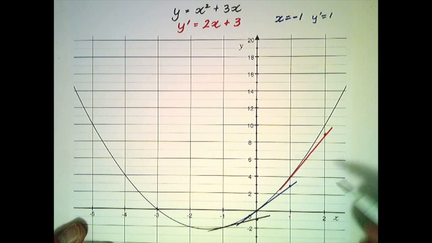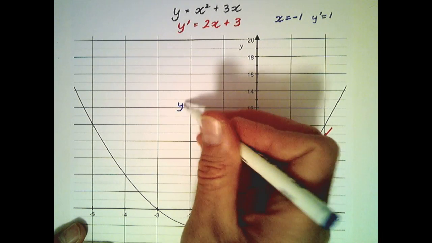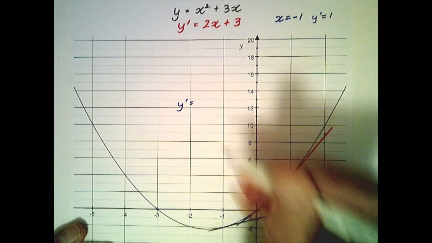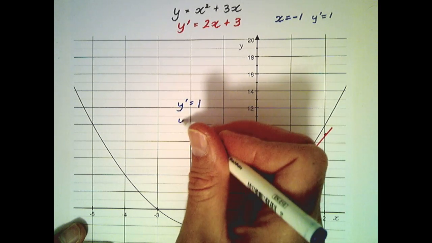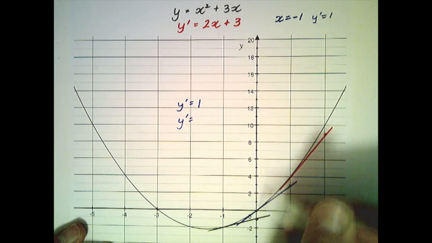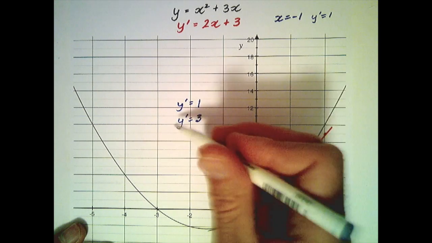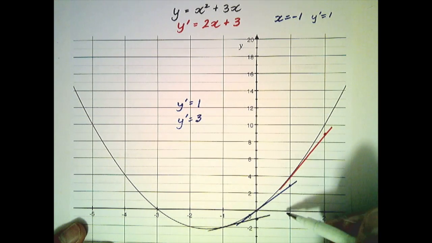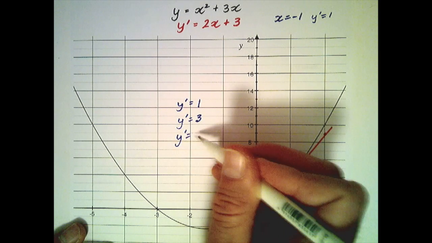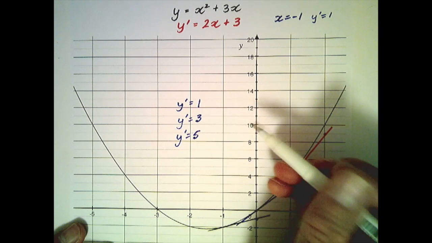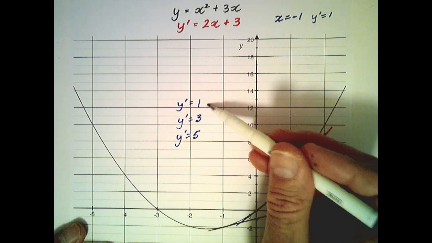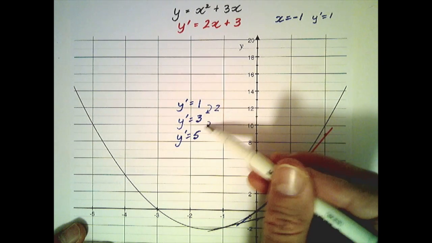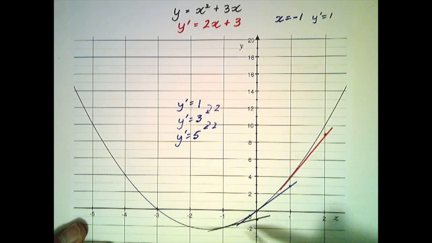So let's just list those gradients once again. When x was equal to negative 1, the gradient was 1. When x was equal to 0, the gradient was 3. And when x was equal to positive 1, the gradient was 5. So we can see that the gradient is changing by 2 units every time we move 1 unit across to the right.